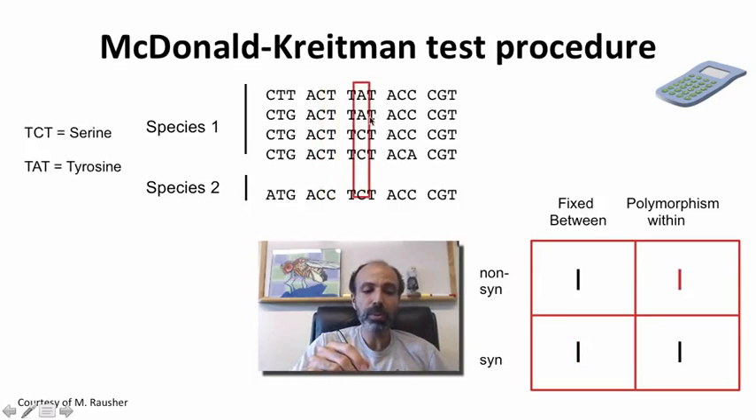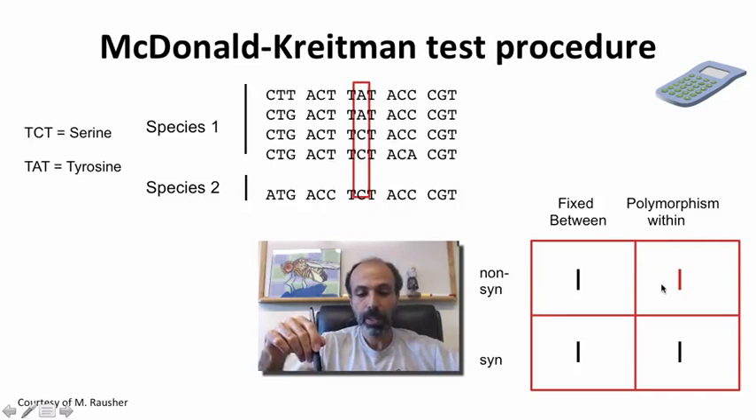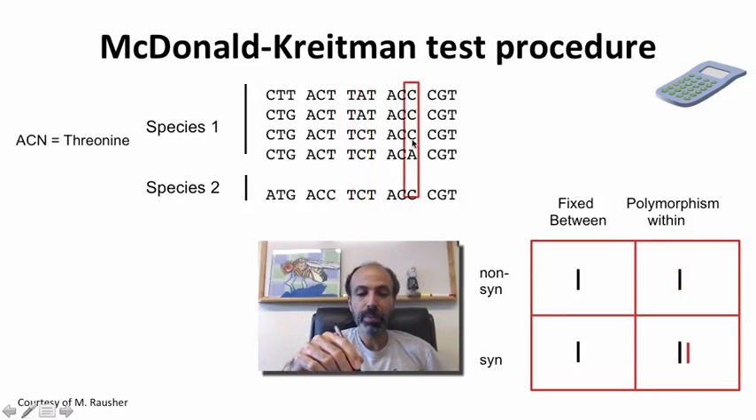Jump over a little bit. This is a within species difference, but second position. Second position is always non-synonymous, so this would be non-synonymous within. And the last one is over here, ACC or ACA, they're both threonine, so this would be another polymorphic within species, because the variation is just in species 1. Species 2 has one of the ones from species 1, and it is synonymous.